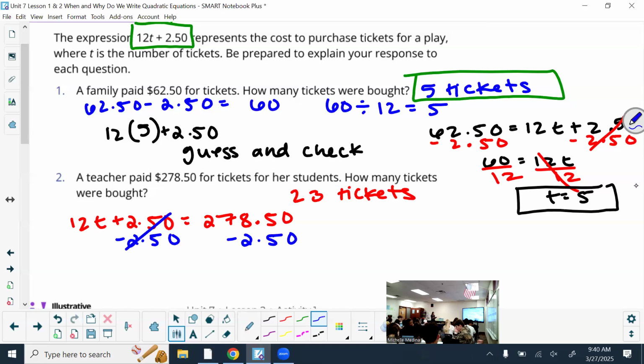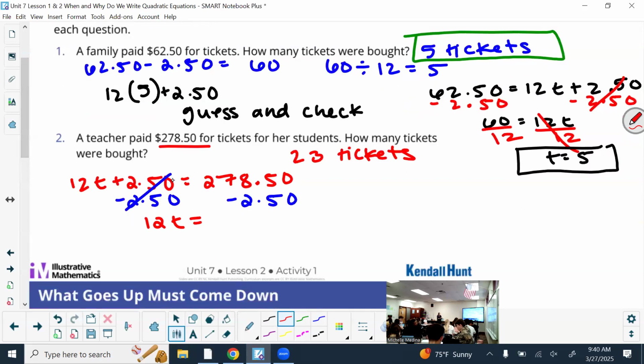Okay, good. So this is our traditional way of setting things up and solving. Knowing that this expression tells us the cost to purchase, and their cost to purchase was this much, then make it equal to that and solve for t, which is what I'm doing right now. And then it does end up equaling 23.